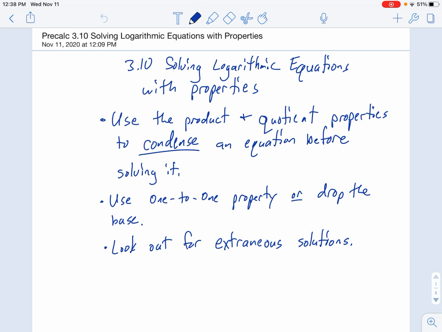This week we only have one lesson, 3.10, solving logarithmic equations with properties. Then you'll have a practice test and a test. So that's what is on the agenda for this week.